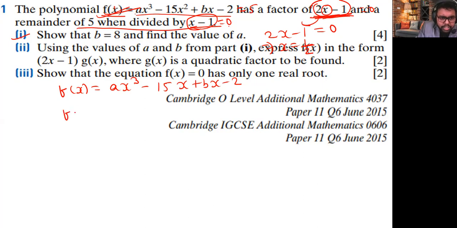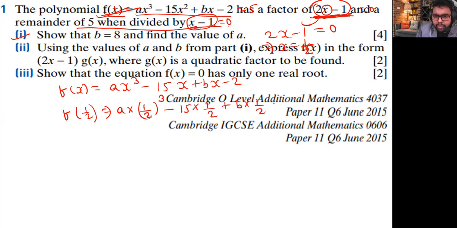So when I put the value 1 by 2 in my given function, here I put 1 by 2 instead of x: a multiplied by (1 by 2) cube, minus 15 multiplied by 1 by 2, plus b times 1 by 2, minus 2 is equal to 0. Why? Because this is the factor, and when we put the value, we get remainder 0. Now try to solve.